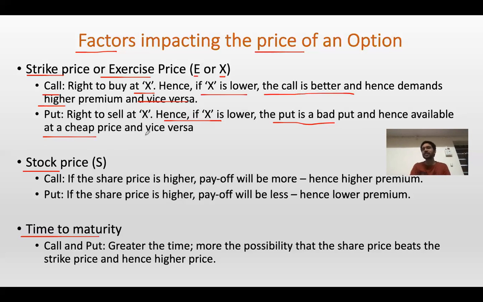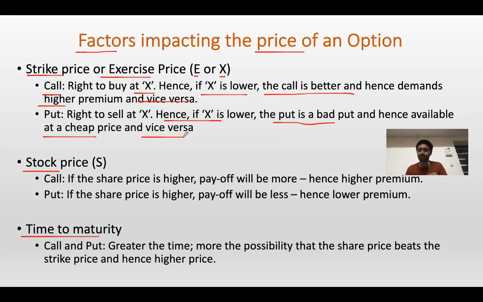And obviously, it's applicable vice versa as well, right? So call option, higher the strike price, the better it is, but also you have to pay a price for that call option to be better. Lower the strike price, sorry, I'm repeating myself. I've messed it up.